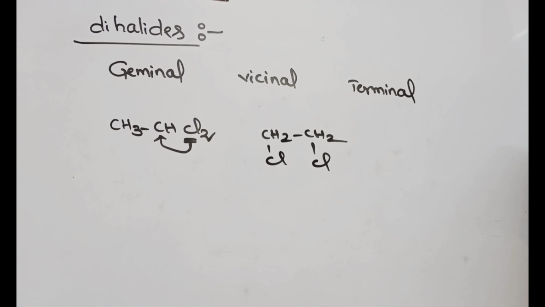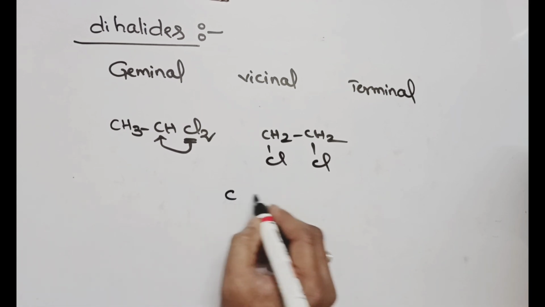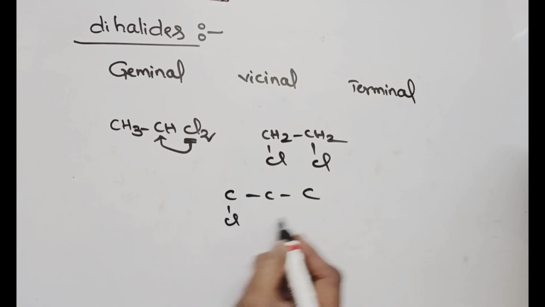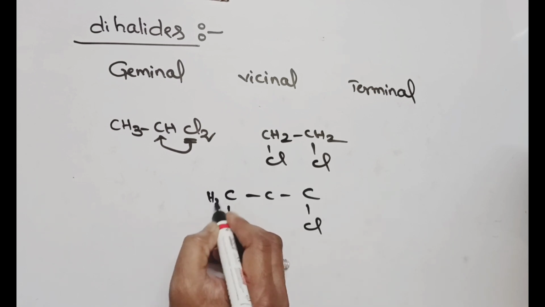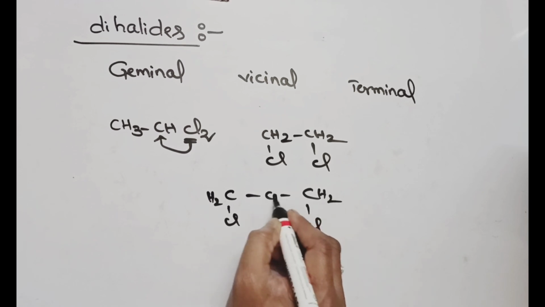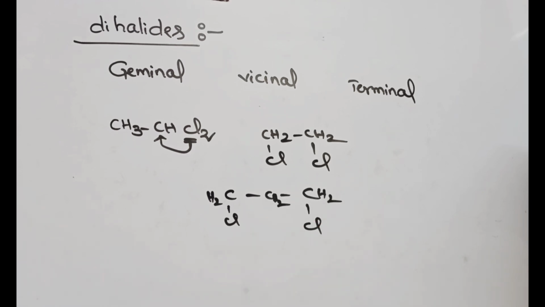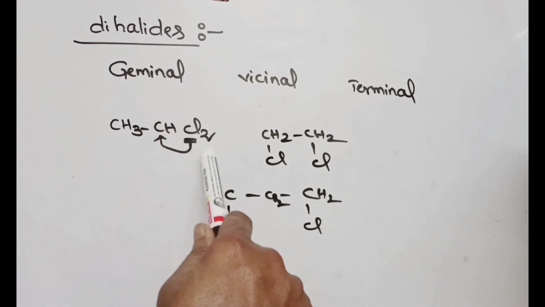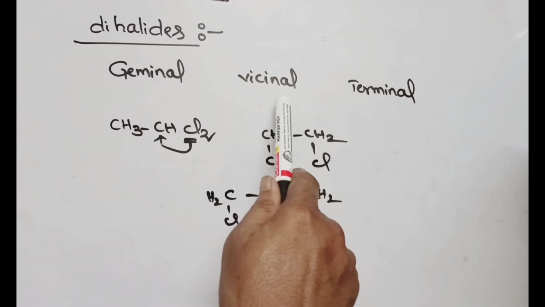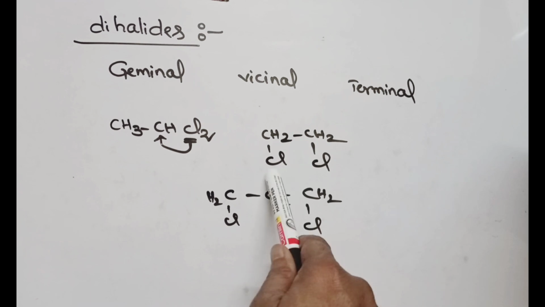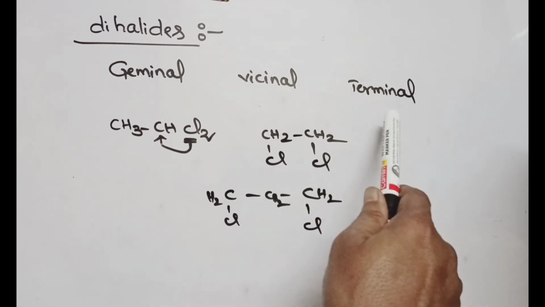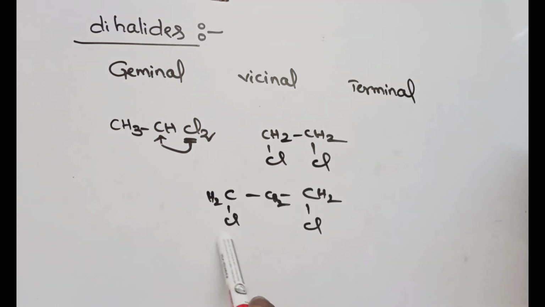Then terminal dihalide, halogens with the terminal carbons. This is a terminal dihalide. Halogens with the terminal carbon is known as a terminal dihalide. So this is the classification of dihalides. On the basis of the position, this can be classified into three types. Geminal dihalide, halogens with the same carbon. Vicinal dihalide, halogens with adjacent carbon atoms. Terminal dihalide, halogens with the terminal carbons.